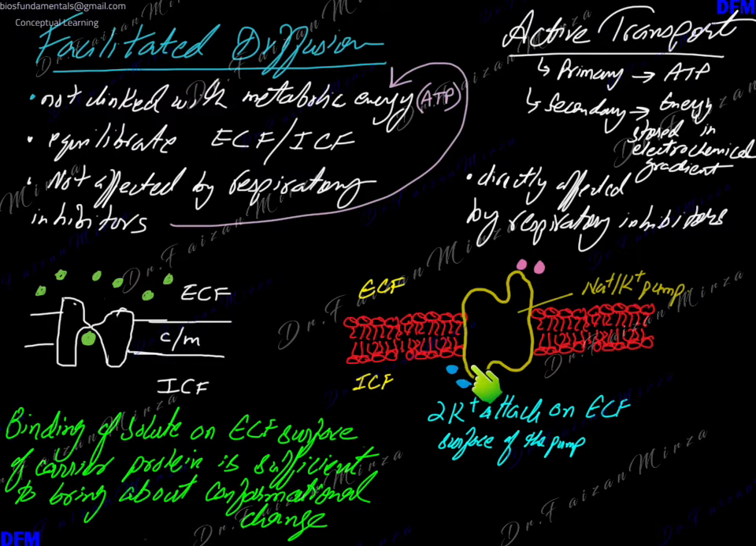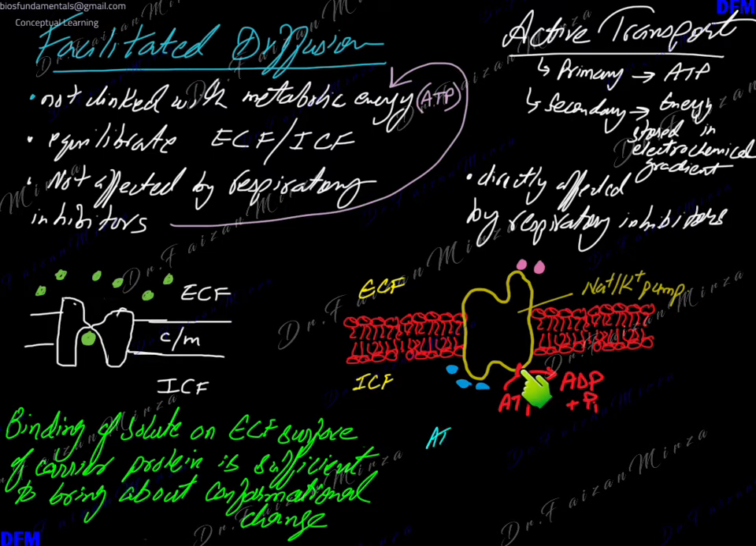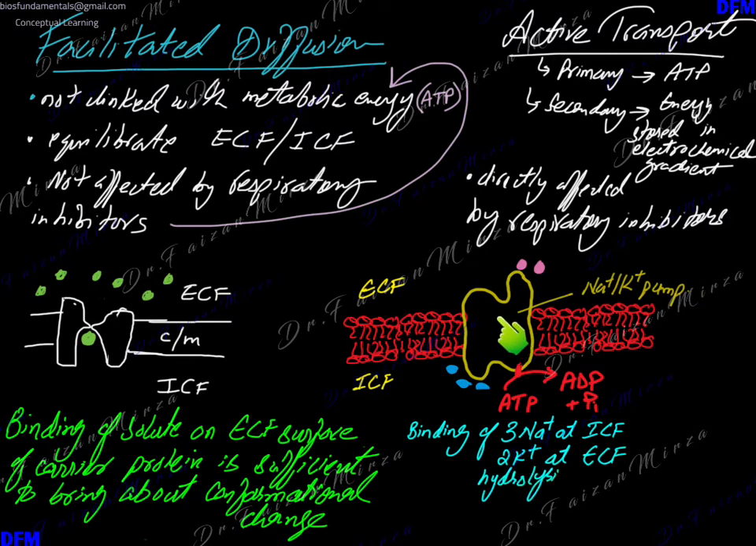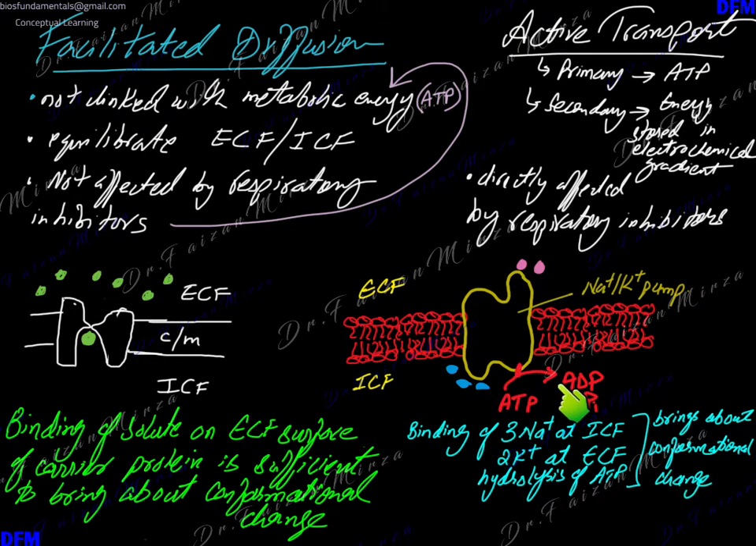When the 2 potassium ions are bound at the ECF end, and 3 sodium ions have occupied their slots on the ICF surface, the enzyme ATPase, which is present at the ICF surface on the same protein, causes ATP to break down into ADP and Pi. The breakdown of ATP into ADP and Pi releases energy, and that energy is used to bring about the conformational change. So the conformational change on the sodium potassium pump is because of 3 factors: 3 sodiums attached at ICF, 2 potassiums attached at ECF, and ATP being broken down to ADP and Pi. All these 3 things must occur simultaneously for this pump to function.